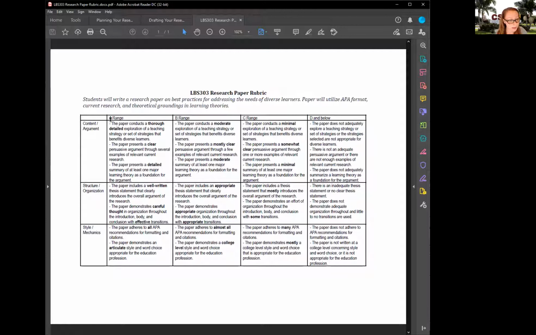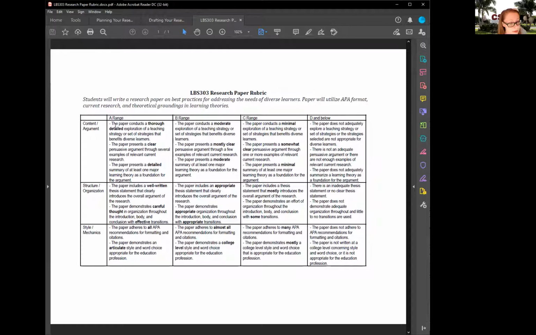So the A range has a category for content and argument, structure and organization, and style and mechanics. Typically, the style and mechanics is actually weighted a little bit less, because those are easy, small things to fix. But these other two categories are pretty important. So we want to really pay attention to those, especially in the first steps of writing.